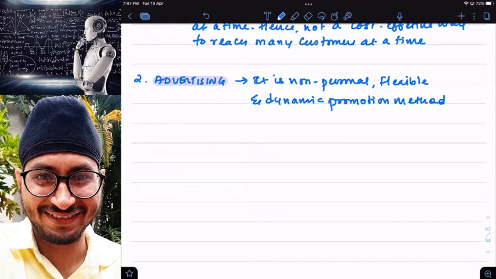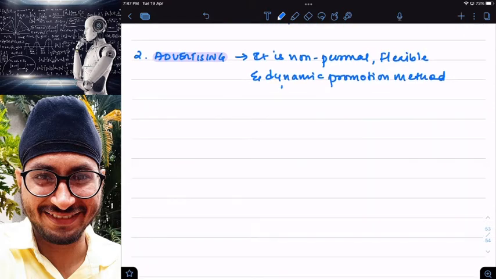If I feel Facebook advertisement is giving me more revenue, I will do more of Facebook advertisement and less of other advertisement. And plus, it is dynamic. There are many ways available for doing advertisement. Examples are how I can do it.